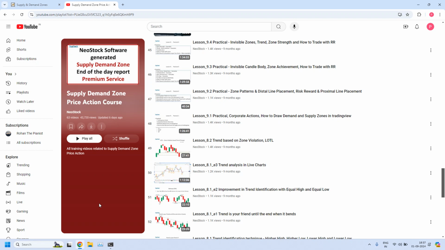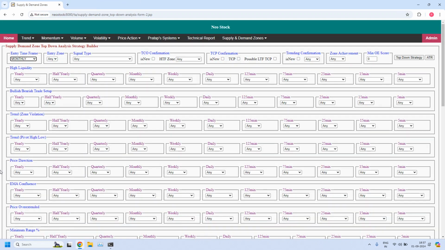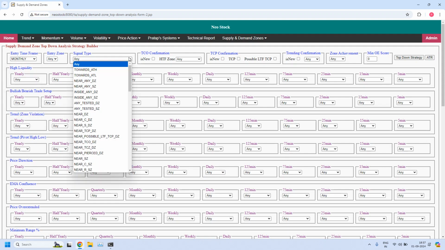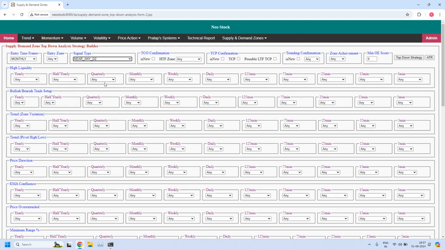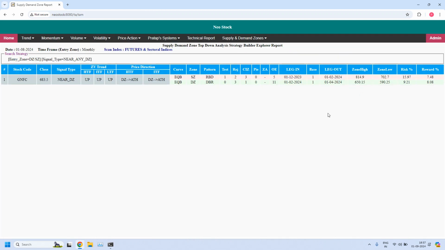Now let's get into the monthly report generation with the help of NeoStock Software Supply Demand Zone Top-Down Analysis Strategy Builder. For monthly time frame, let us find the stocks near to the monthly demand zone. Only one stock is filtered, which is near to the monthly demand zone.